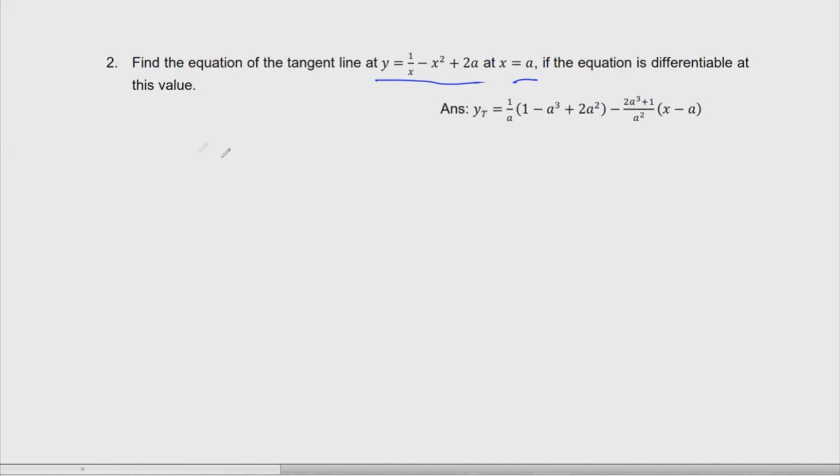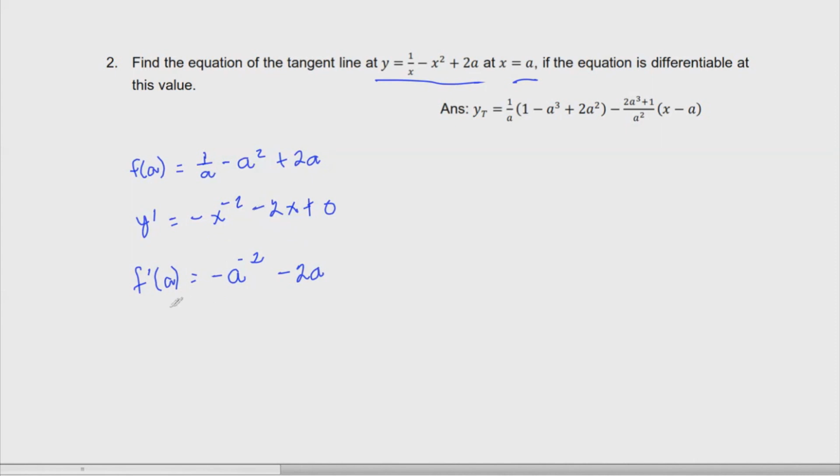So the first thing that we need to do here is to find f of a. Taking that from the equation, we have f of a equal to 1 over a minus a squared plus 2a. And that's our f of a. Now we need to differentiate this equation so that we'll be able to get f prime of a. So y prime is equal to negative x raised to negative 2, minus 2x plus 0, because 2a is a constant in this case. So we do have f prime of a equal to negative a raised to negative 2 minus 2a.